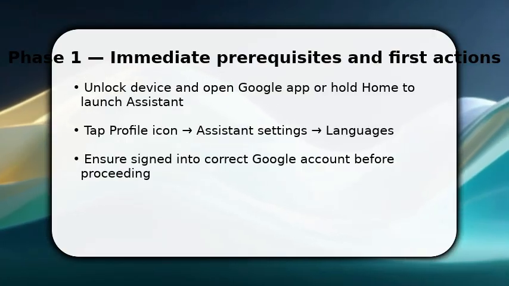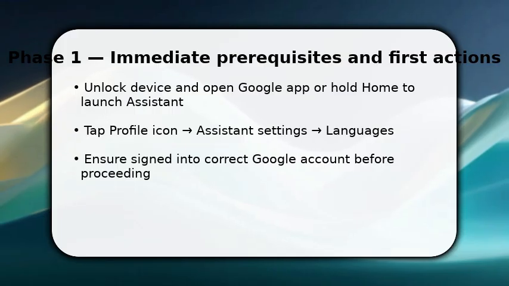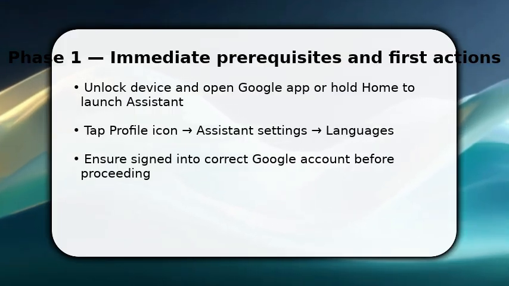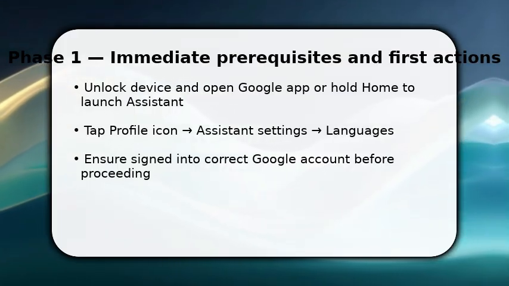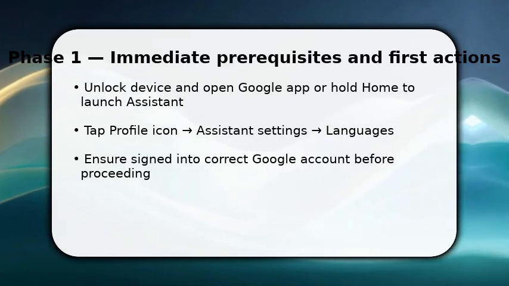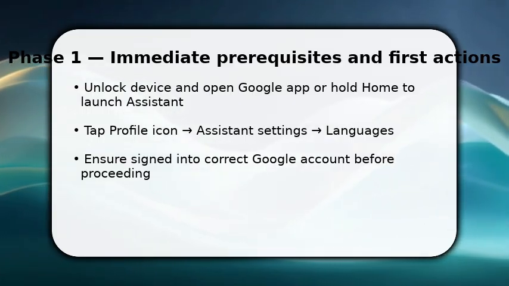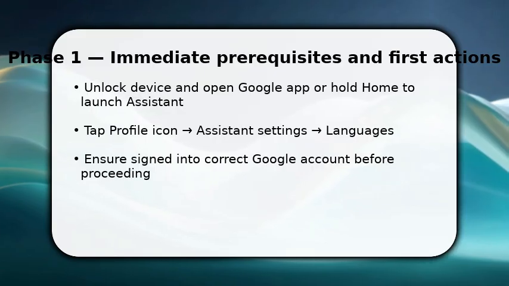You start by opening Assistant settings so you can change the language quickly. From the Google app or by invoking Assistant, tap your profile icon, then choose Assistant settings. Once there, select languages to view current options.